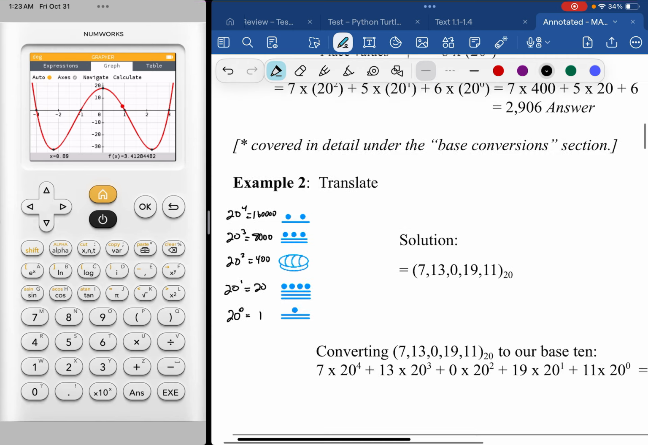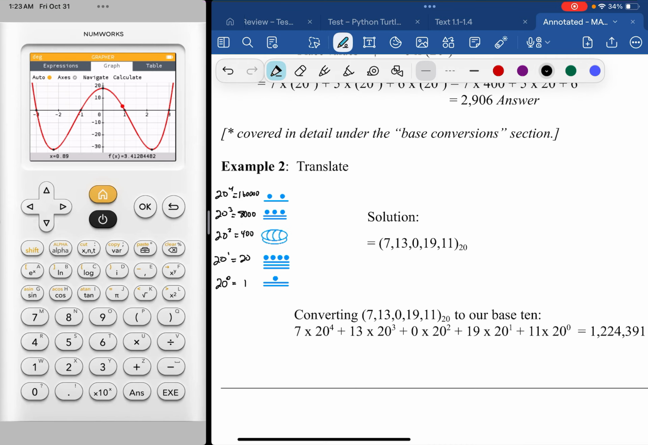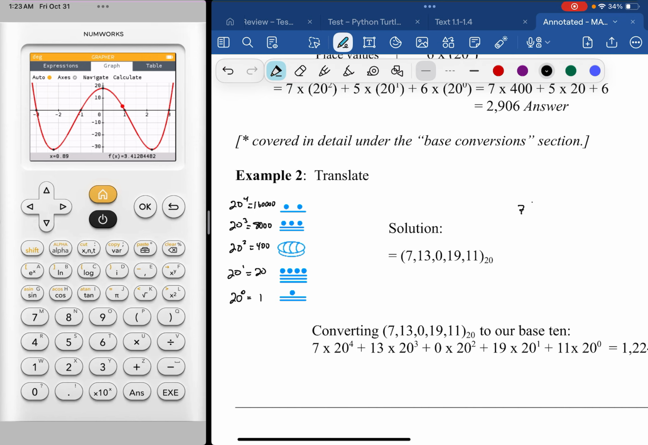All right, so what we have is 7 at the 160,000 level. I have 10, 13. I'm trying not to look below. At the 8,000 level. Then I have a 0. That's the shell. At the 400 level. 15, 19 at the 20 level. And 11 at the 1 level.